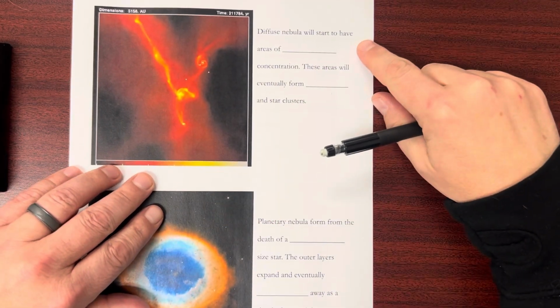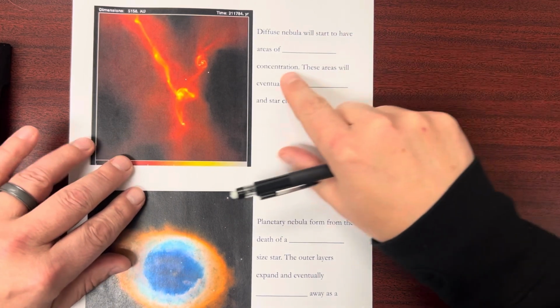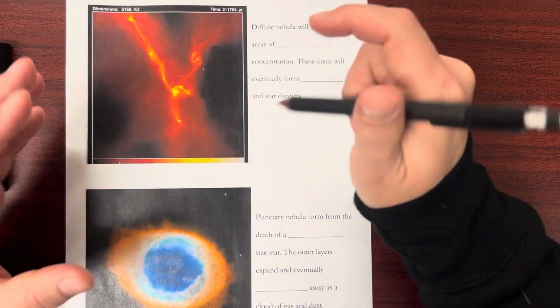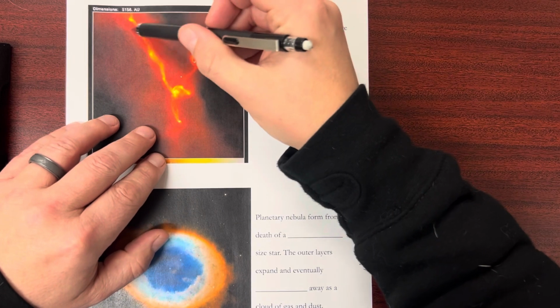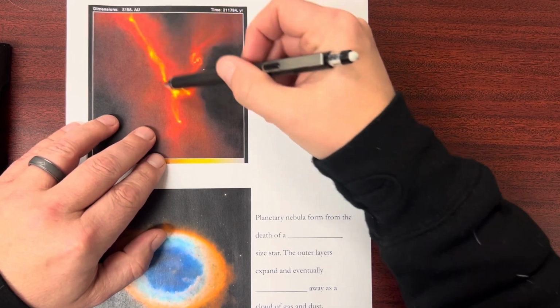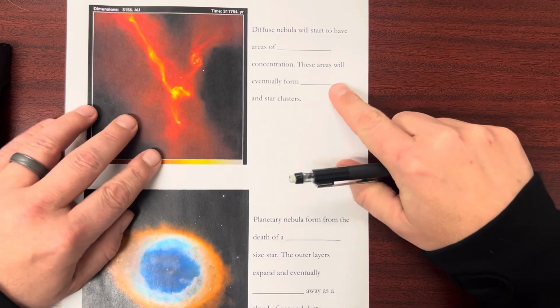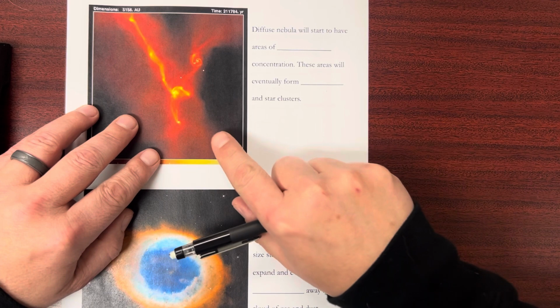Diffuse nebula will start to have areas of higher concentration. And that's what we see in this simulation, is we see all the gas and the dust. In some areas, it's becoming more concentrated. All of this right here is more concentrated. These areas will eventually form stars and star clusters.